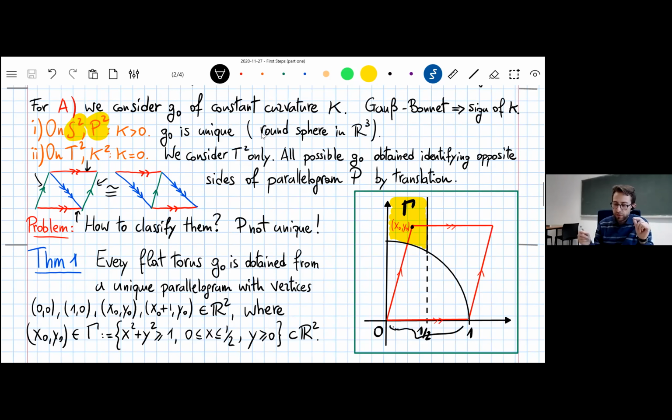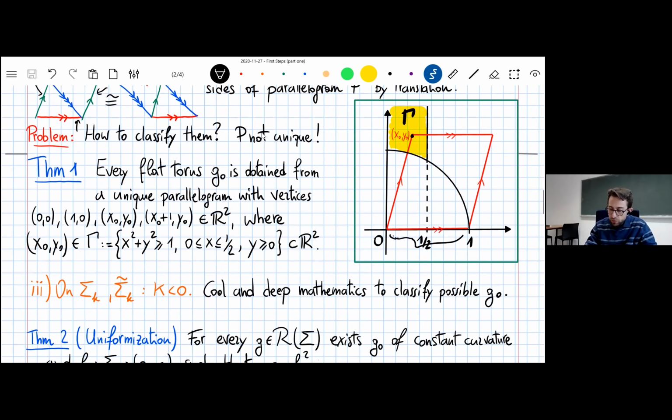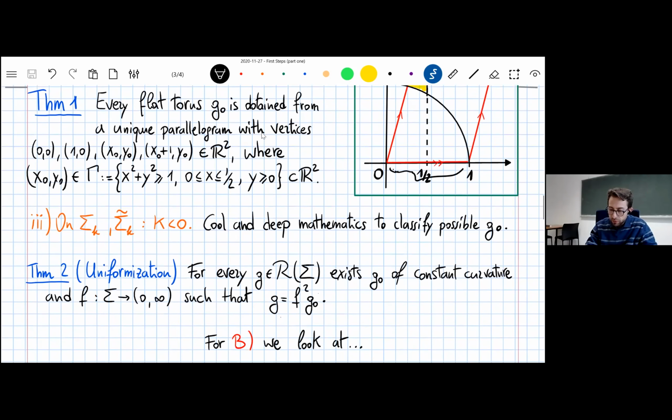Now, then if you have these two sides, you identify uniquely a parallelogram. And then the theorem says basically that if you take two parallelograms in this way, the metrics are never isometric. And also this is a full classification in this case. And then if you go to higher genus, so if you attach more handles or more Möbius strips, then things become more complicated. So I cannot do justice to this in this talk. There is a lot of maths going on there.